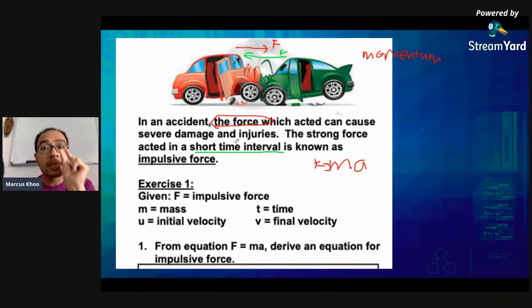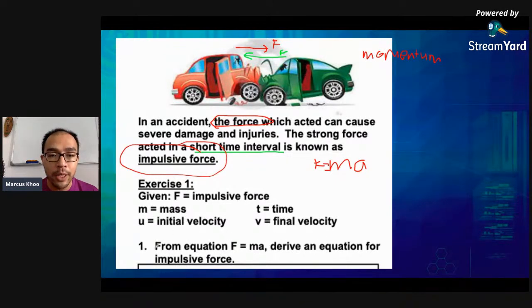But in that small amount of time, there's this huge amount of force acting on one another, and that's obviously why the cars will have this damage and everything, and of course, inertia happens, the guy gets thrown forward. This one we've discussed before, but today our focus is just this impulsive force. The strong force that happens in a short time interval is known as an impulsive force.